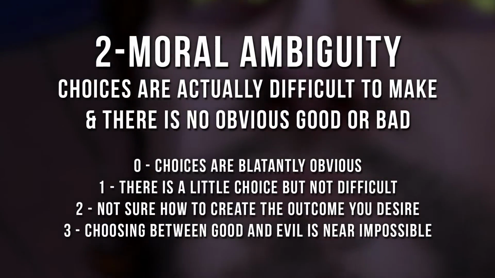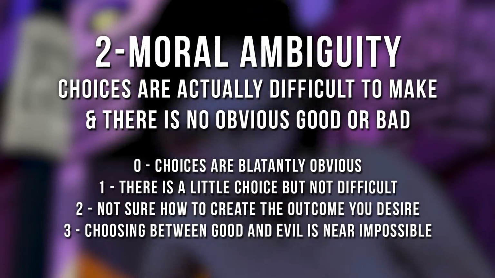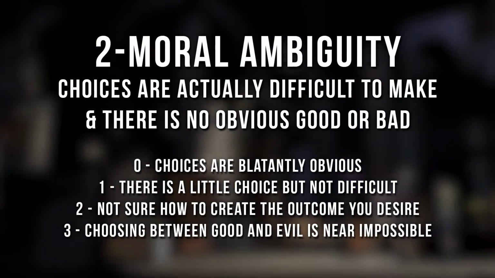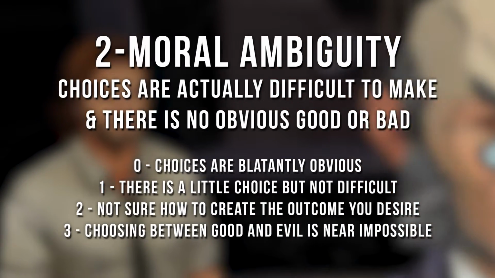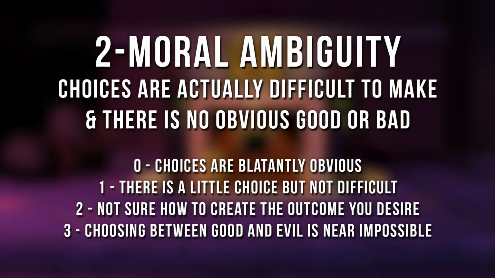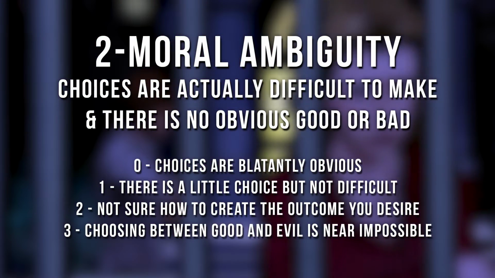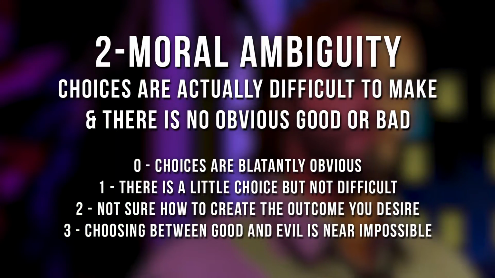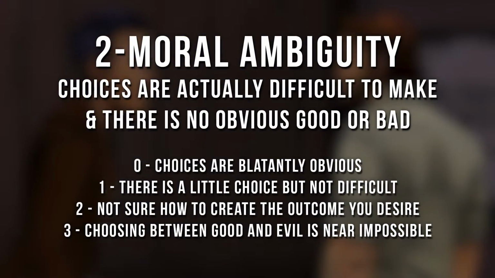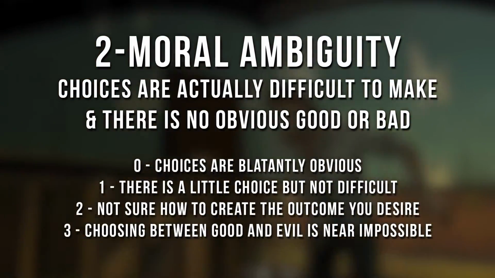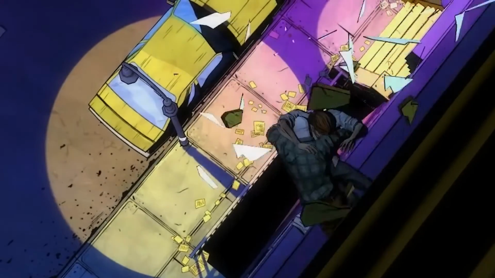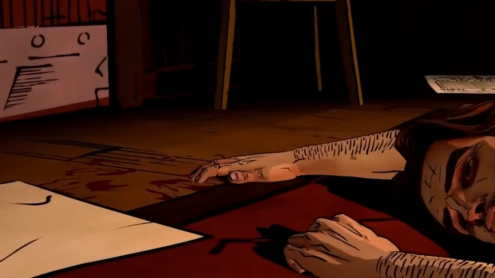Criteria 2, moral ambiguity. Choices are actually difficult to make and there's no obvious good or bad ones. 0 means choices are blatantly obvious, much like those personality tests that you can predict the outcome from the choice of answers. 1 means there is a little choice, though it's not difficult to make the right decision. 2 means choices can be tough and you're not too sure how to create the outcome you desire. And 3 means choosing between good and evil is near impossible and you don't even know if you're good or evil yourself. A good example of this would be The Wolf Among Us.